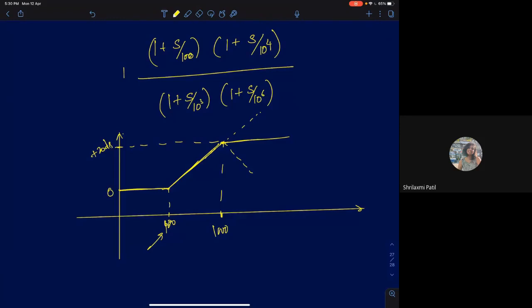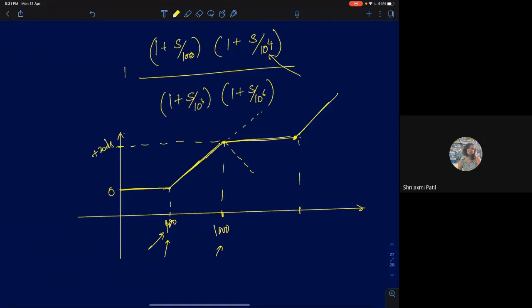What will it encounter next? A 0 or a pole? Now here we have encountered first a 0, then a pole. Now there is 0 at 10 power 4. It's a 0. So 10 power 4 is again a decade away. The gain is the same. Now it's going to increase, with a slope of plus 20 decibels per decade.